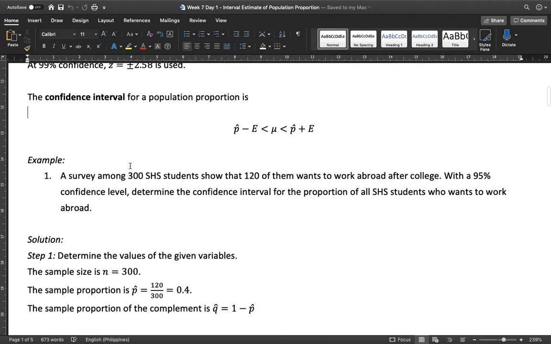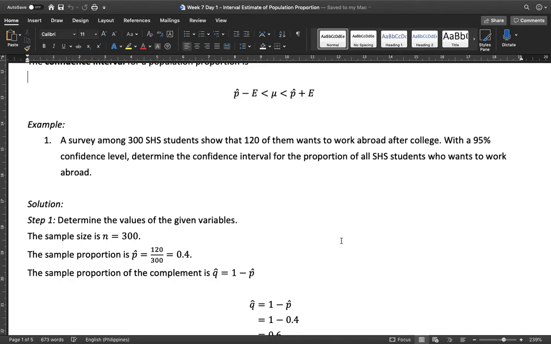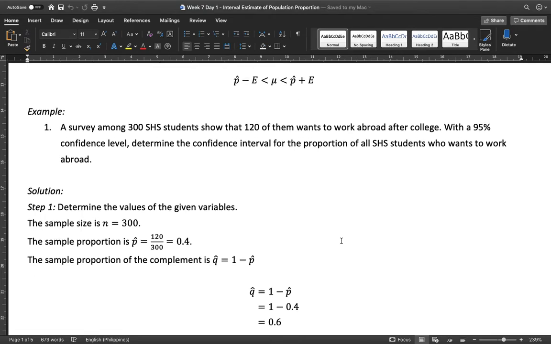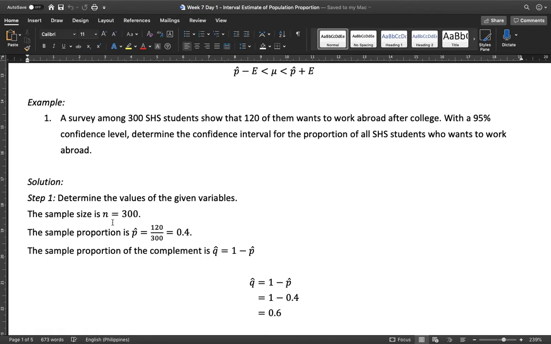A survey among 300 senior high school students showed that 120 of them want to work abroad after college. With a 95% confidence level, determine the confidence interval for the proportion of all senior high school students who want to work abroad. Yan. So, let's determine the values of the variables in this case. First, ano ang sample size natin? Kasi nag-interview tayo ng 300 students, right? So, n equals 300. Sample proportion, p hat. Ilan daw yung gusto mag-abroad after college? 120. So 120 divided by 300.